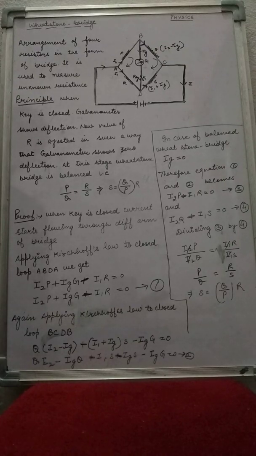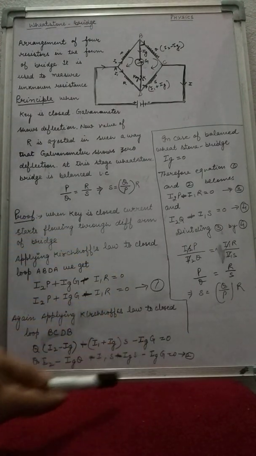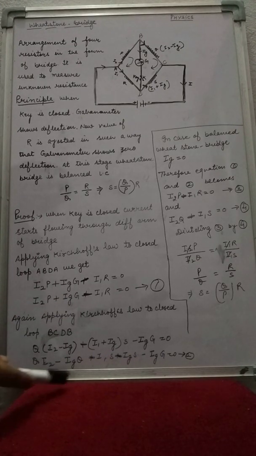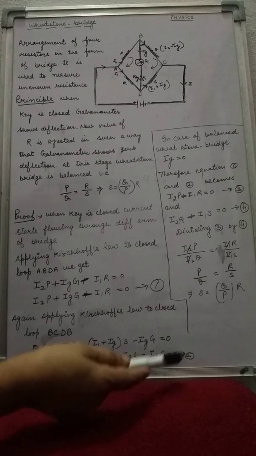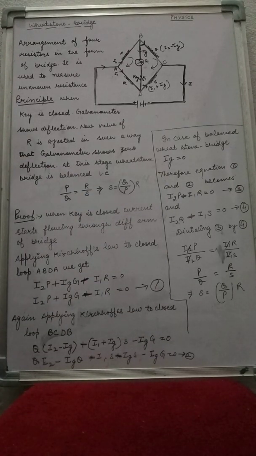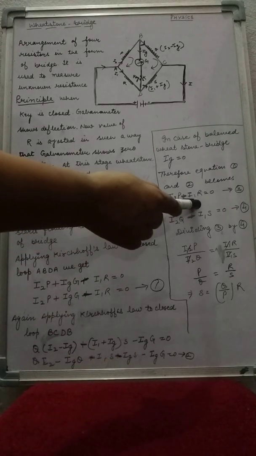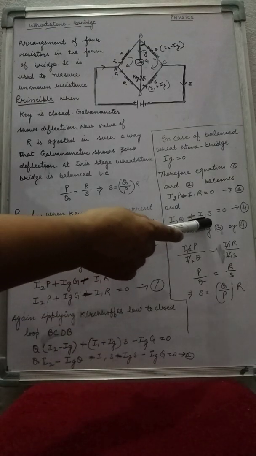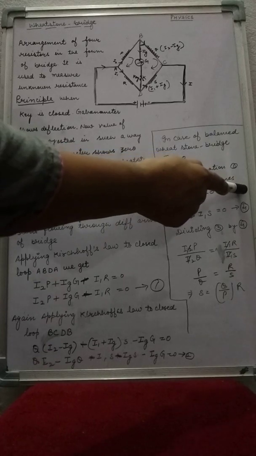In the case of a balanced bridge, the value of the current through the galvanometer is 0. Therefore in equations 1 and 2, the terms with IG, that is IGG, IGQ and IGS, become 0. So equation 1 becomes I2P minus I1R is equal to 0, and equation 2 becomes I2Q minus I1S is equal to 0. Call these equations 3 and 4.